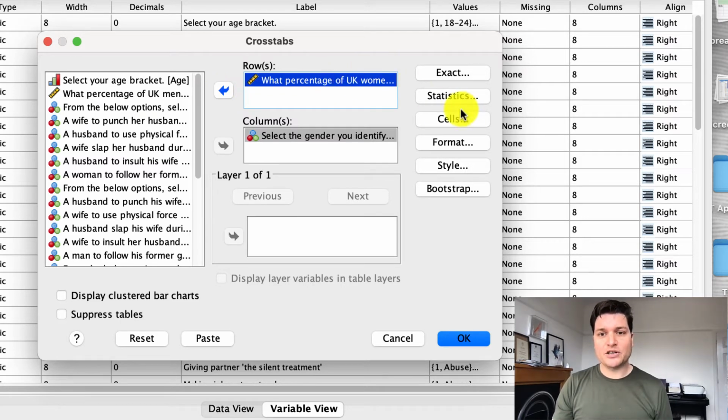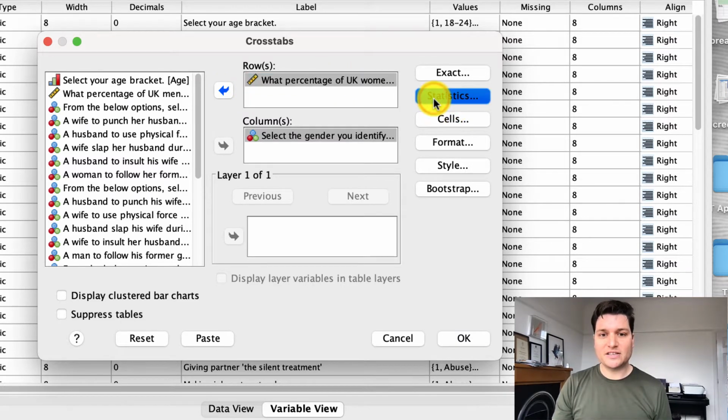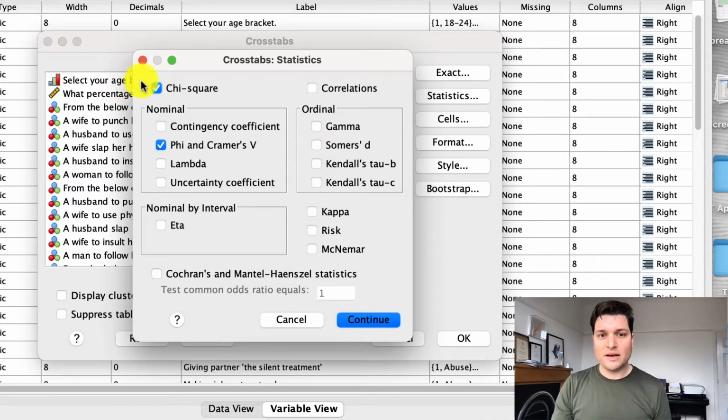Next thing is make sure that your statistics are correct. So just go to Statistics, make sure chi-squared is selected and the phi and Kramer's V is also selected. What this is, we're going to do the chi-squared test and then we're going to get the phi and Kramer's V effect size coming out. You'll see lots of other options here. That's because this version of analysis called crosstabs or cross tabulation can do a lot of different things, but we're just doing chi-square, so it's quite simple.